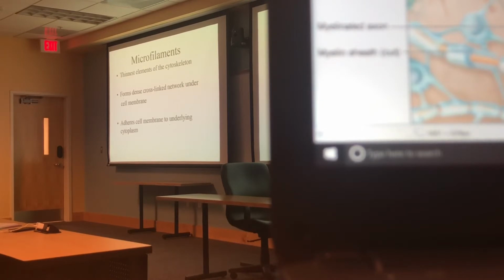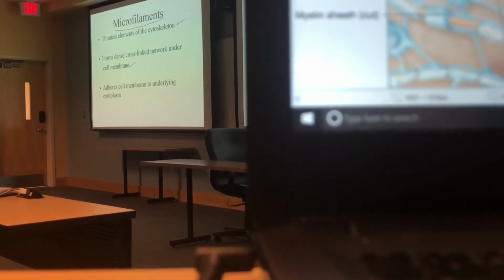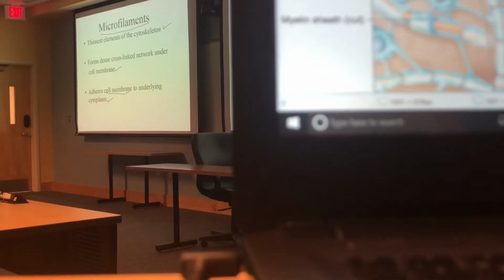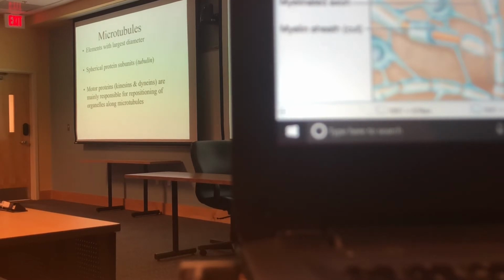Now, not much to add to this, guys. You have your microfilaments, the thinnest elements of the cytoskeleton. They form a little network right underneath the membrane, guys. So think of the microfilaments as like a glue. It's like a glue that adheres the plasma membrane to the underlying cytoplasm. Then your microtubules are the elements with the largest diameter. They are made up of protein subunits. Guys, then you have these motor proteins. You have kinesins and you have dyneins.